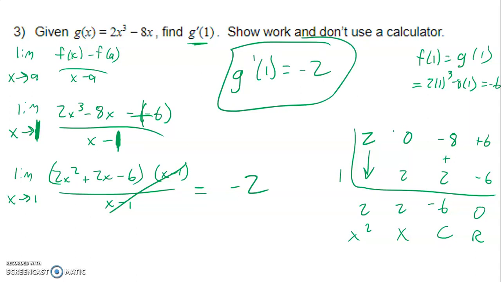Now, you don't necessarily have to show this work. However you factor it is up to you. There's more than one way to do that. But you would need to figure out a way to factor this.